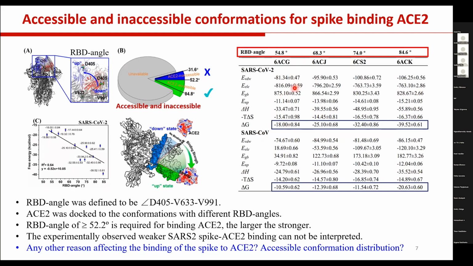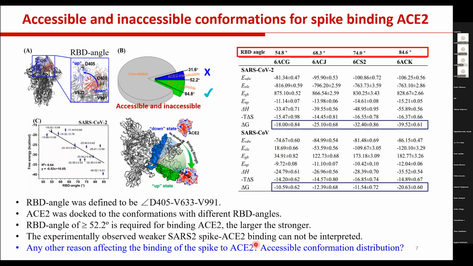Here I show you the different RBD angles for the four model systems I just showed you on the last slide. We can see that as the RBD angle increases, the predicted binding affinity becomes stronger and stronger. Nevertheless, the experimentally observed weak SARS-2 spike hACE2 binding cannot be interpreted so far.